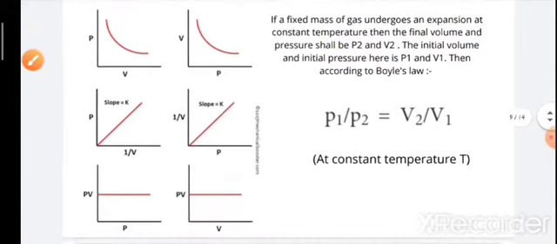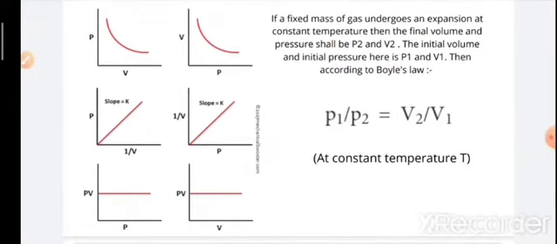If we move to the next graph, and we change the variable on the x-axis, putting 1 by volume instead of volume directly, we get a straight line graph which starts from the origin, and the slope of this graph will be k, the proportionality constant. Now if we put P into V, or pressure into volume, on the y-axis and pressure on the x-axis, we will get a constant line. Many types of graphs are there and they are present in your reference book. You can look there and learn more about how to draw these graphs.